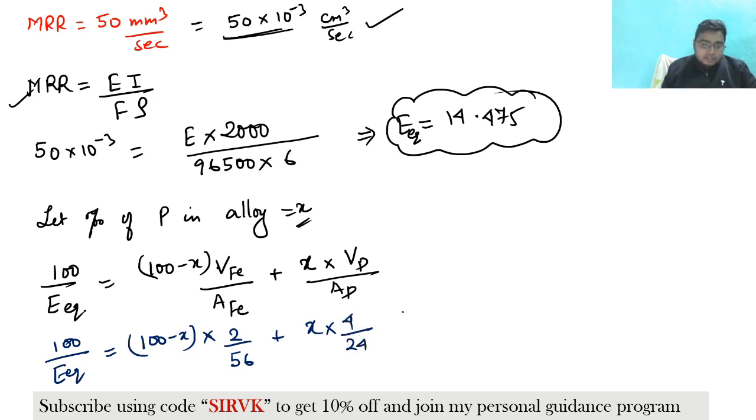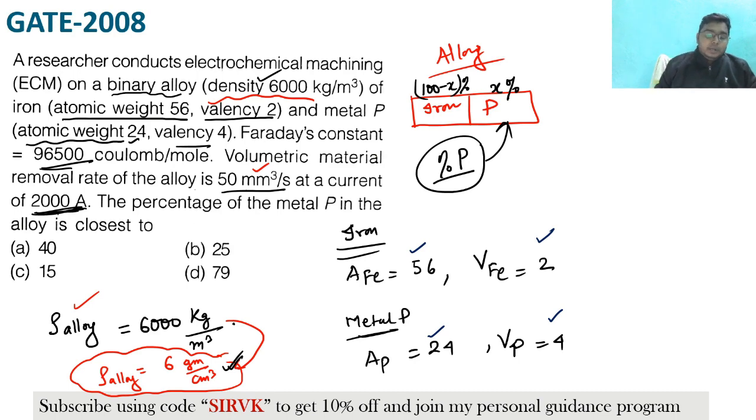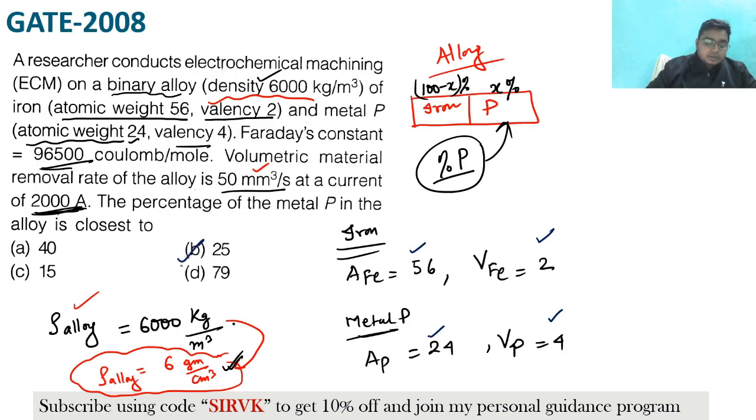Now when you solve these equations, you know the E equivalent, that is 14.475. Put it here, 14.475. The X value comes to be around 24.48. So what we can understand from here is that 24.48 was the answer, which is closest to 25%, isn't it? Now the answer is option. Okay, so the answer is option. I hope you are understanding these things, and the basic formula is the same for each and everything.